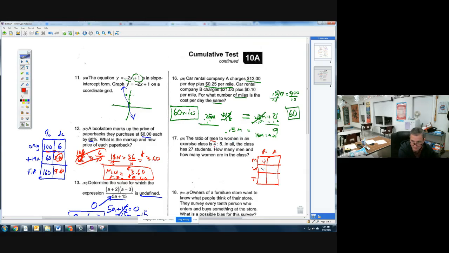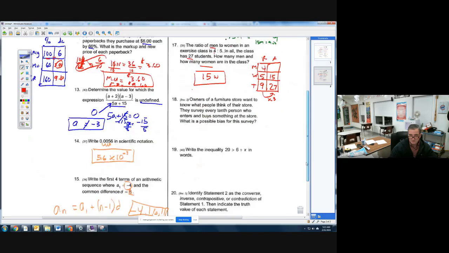4 men, 5 women. That is a total of 9 people. 4 plus 5 is 9. In the class that has 27 total students, that's my actual number. How many women are there? It's a pretty simple one. How do I go from 9 to 27 over here? Multiply by 3, so 5 times 3 is 15. There would be 15 women in that exercise class. 15 women.